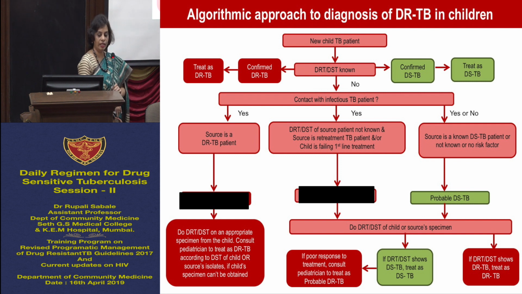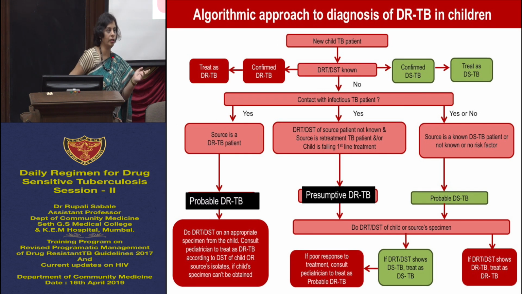In case the infectious TB patient is drug resistant, what is the label? What do we term the child as having? Probable drug resistant. And if that source is previously treated, or if the child is failing the first line, then presumptive. So understood the difference between the probable drug resistant and the presumptive drug resistant tuberculosis.